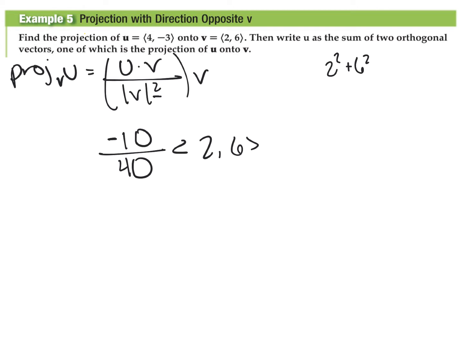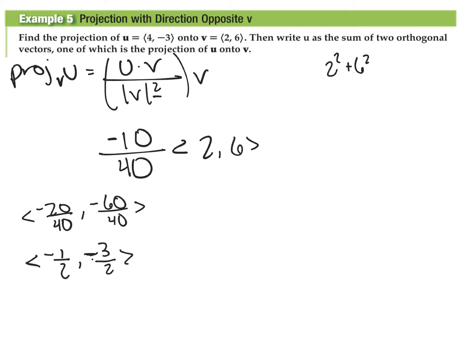Distribute that. That gives us -20 over 40, which we can reduce, and -60 over 40. So that's -1/2, -3/2. So that right there is our projection of U onto V.